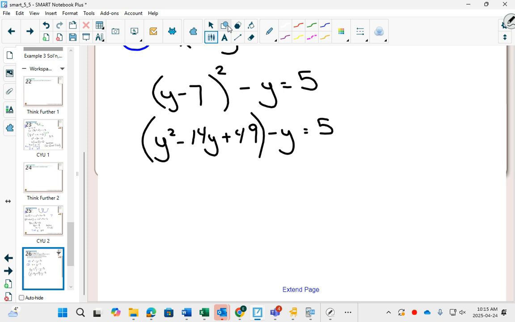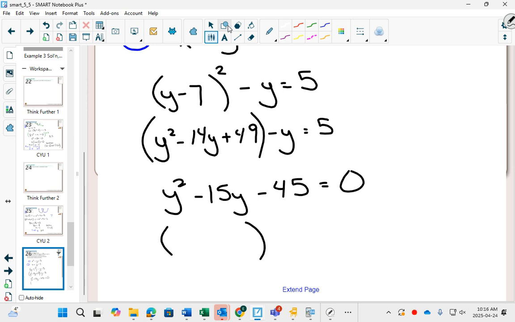We'll find out. Okay, so now combine my like terms. I have y squared, minus 14y minus y is minus 15y. If I subtract the 5 on the other side, it gives me minus 45 equals 0. Nope. See what I did? I did a mental math mistake just to see if you guys are paying attention. Yeah, right, Mr. JR. I did that completely wrong.